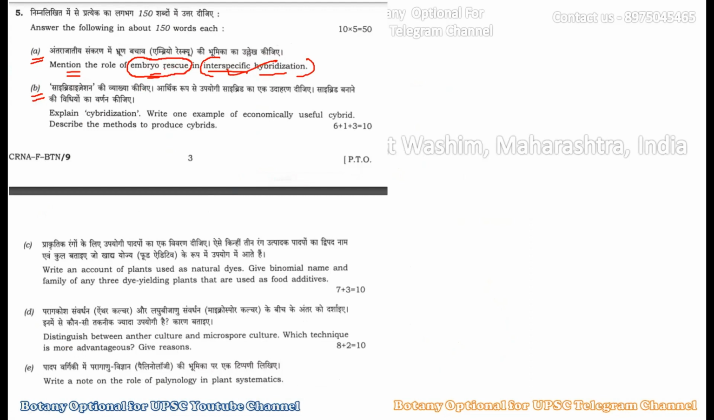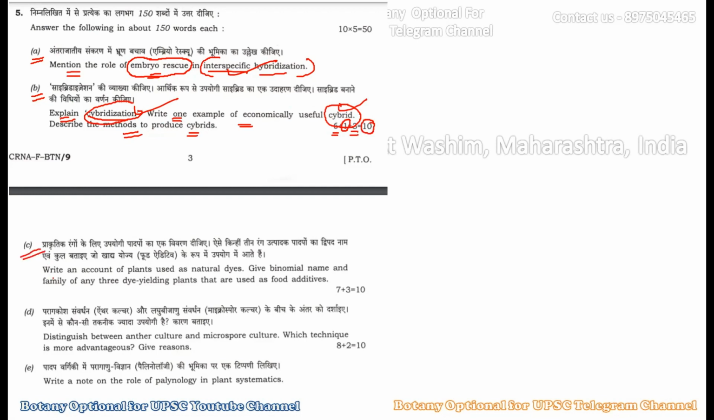For that you will have the 10 marks. Then in the second sub question, explain the hybridization with one example of economically useful hybrid. So here you have to give the concept of hybridization, and for that you will have the 6 marks. Then you should give an example of one hybrid. For this you will get the 1 mark, and you should describe the methods to produce the hybrid. You will get the 3 marks. So total there are 10 marks.